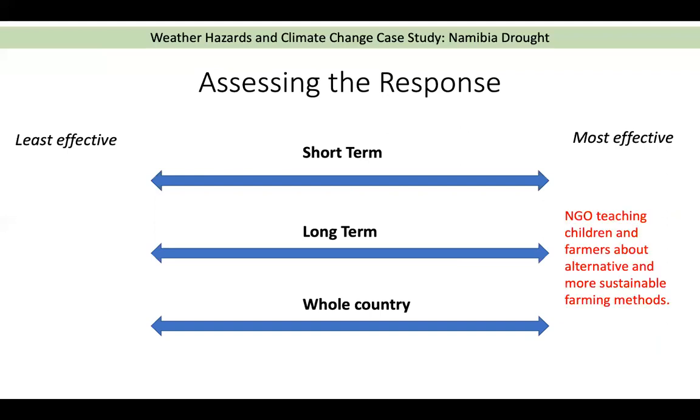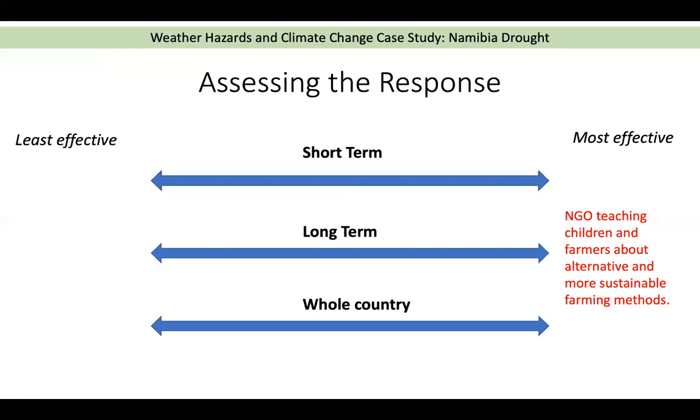Here, I've actually thought that the non-governmental organization teaching children and farmers about alternative and more sustainable methods. Now, this is going to be effective because it's going to allow people to continue to grow crops, feed themselves, and then sell those crops to make an income. And that's going to help them in the long term. Okay, so have a go at doing that diagram. 3 minutes on your own, pause the video, off you go.